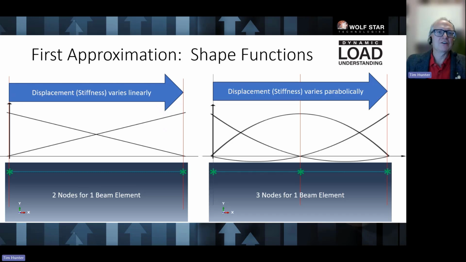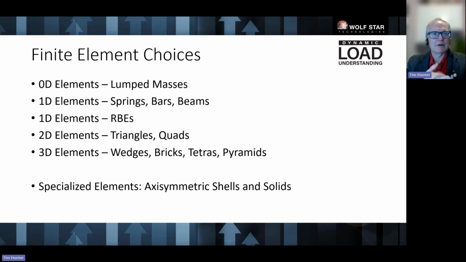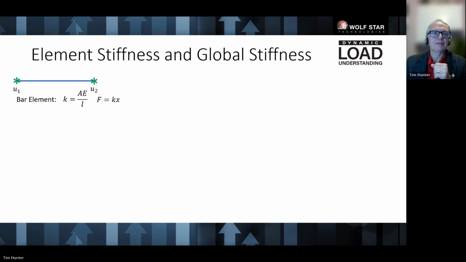And going more into FEA 101, we're going to talk about all these different types of elements here. We're going to go into the 0D, 1D, 2D, and 3D element types. We are not going to talk today about specialized elements like axisymmetric shells and solids. We're not going to talk about that, okay? We're just talking about the general elements today.